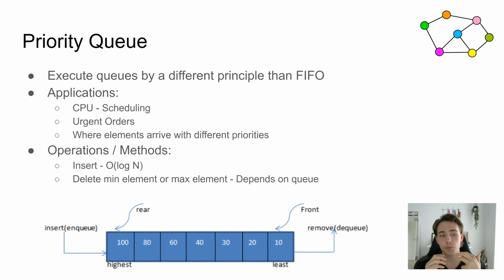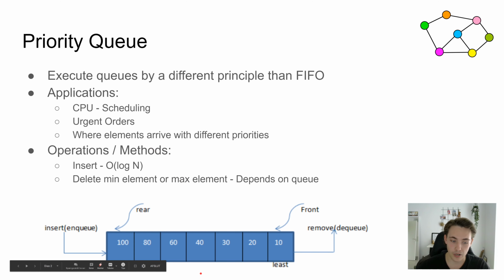So first of all, we need to know what a priority queue is. A priority queue is used when we need to execute queues by principles different from the FIFO that we talked about in one of the previous videos about the standard queue, where it was first in, first out. So the first element that came into the queue was also the first element that came out of the queue. In priority queues, the elements are assigned a priority, so it's not the first element that came into the queue that is removed, but the element with the highest priority, or the lowest priority, depending on what kind of queue you have implemented.